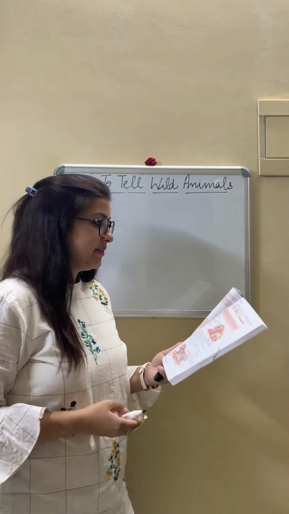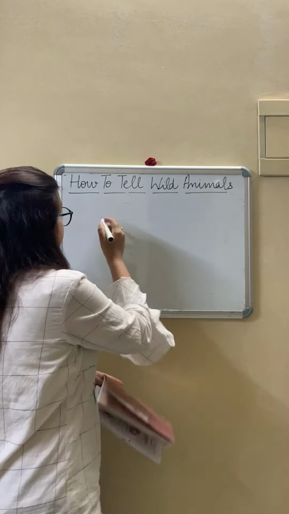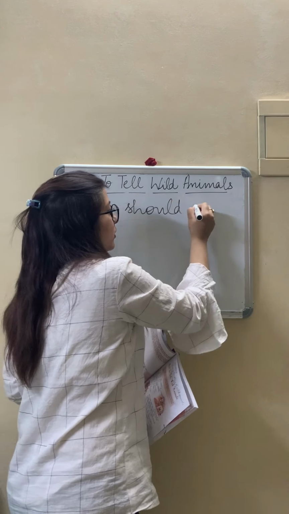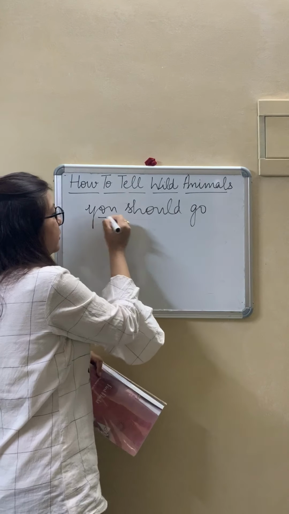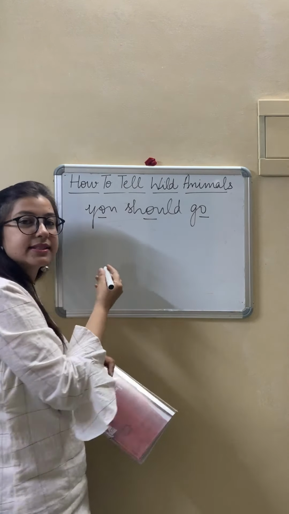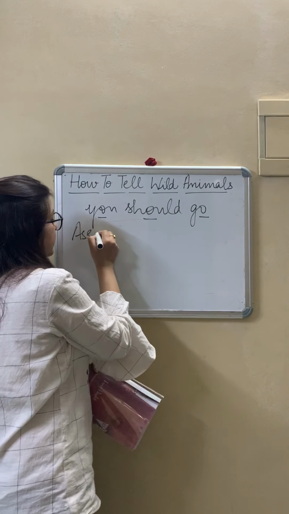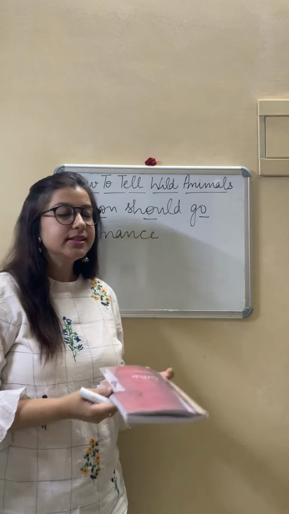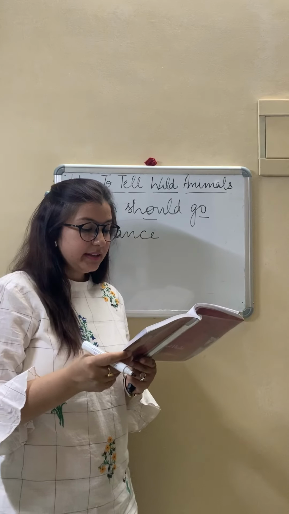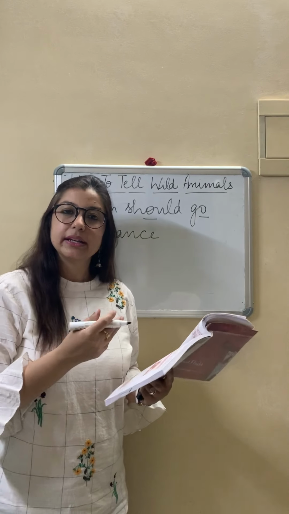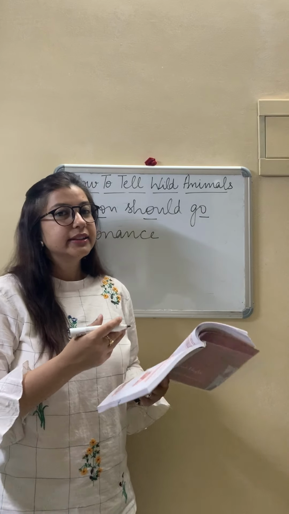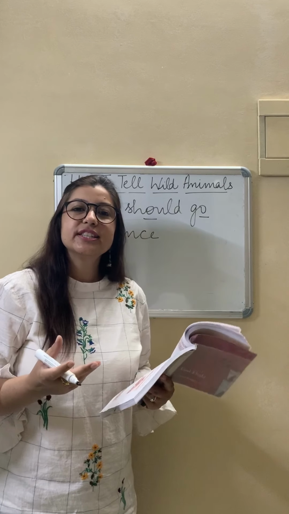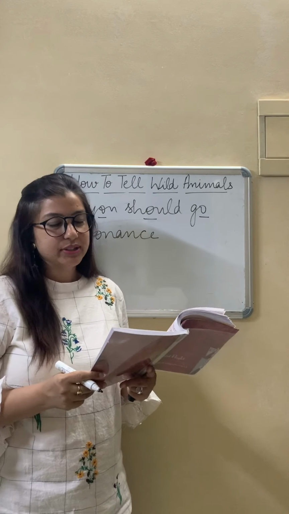Coming to the first stanza, if ever you should go by chance, if ever you should go. So which sound is repeated here? O sound. That means this is an example of assonance. When the vowel sound is repeated in the middle of the words, it is assonance. Assonance and alliteration, I told you in my explanation of the last poem also, that we find ample number of examples of assonance and alliteration everywhere. You just need to be very careful while finding out the poetic devices.